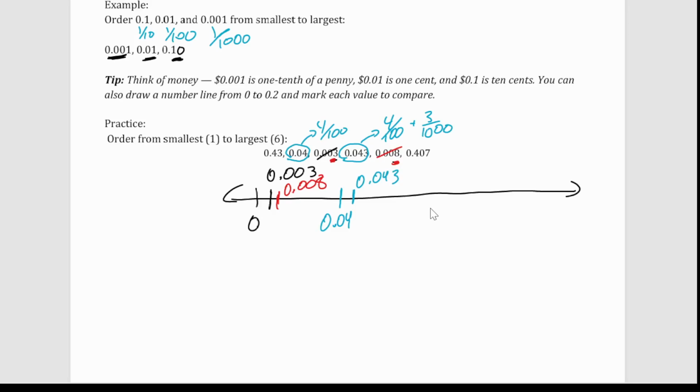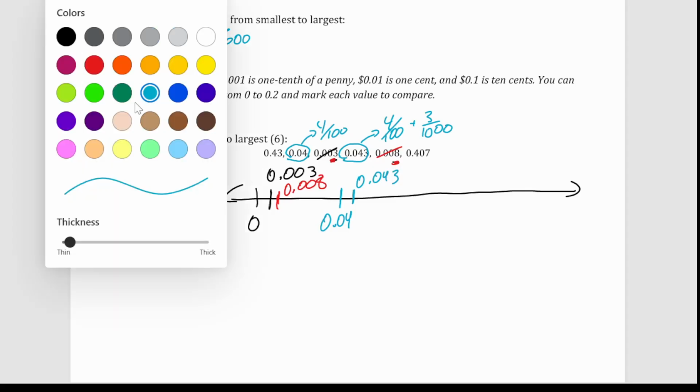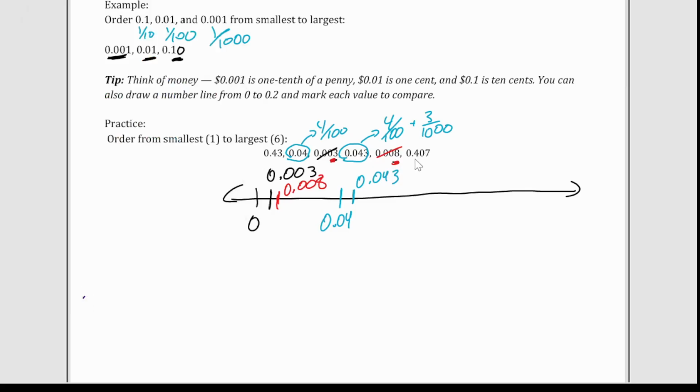This plot is not to scale, but it is in a relative sense in the order of how these would be. And then very similarly, your last numbers to compare would be 0.407 versus 0.43. So the 0.407, if you will, is basically 40 cents, so 40/100ths plus an extra 7/1000ths, while the 0.43 is essentially 43 cents. So the 43 cents will be a little bit bigger than the 40 cents, even if the 40 cents has a little bit of extra 7/10ths of a penny there.